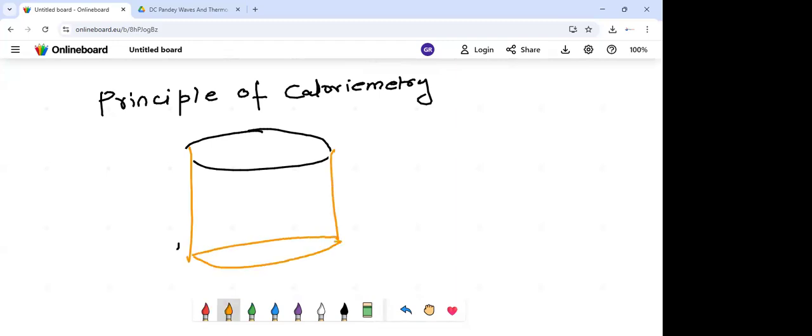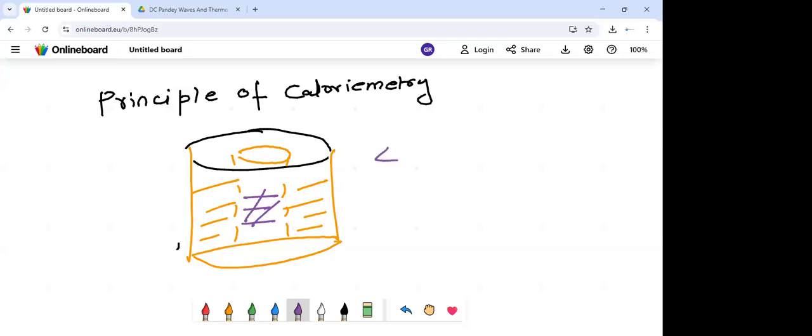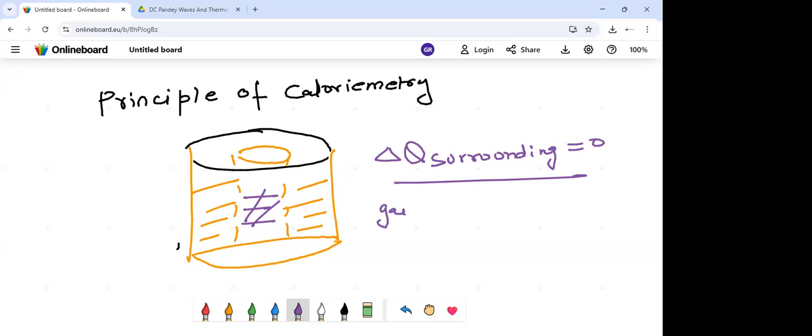So it's like this, a flask, you can say, where this part is insulated from the surrounding. So whatever mixing we are doing, the whole mixing is taking place inside the container. So the net exchange of heat with the surrounding equals 0.